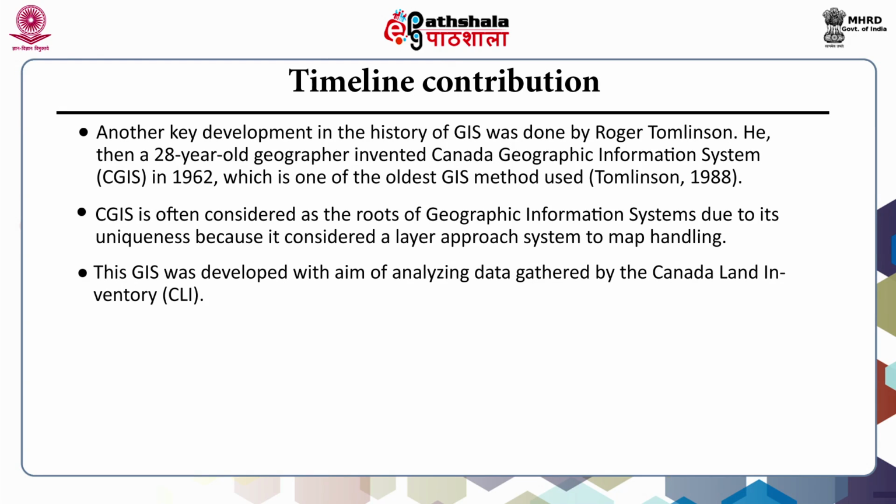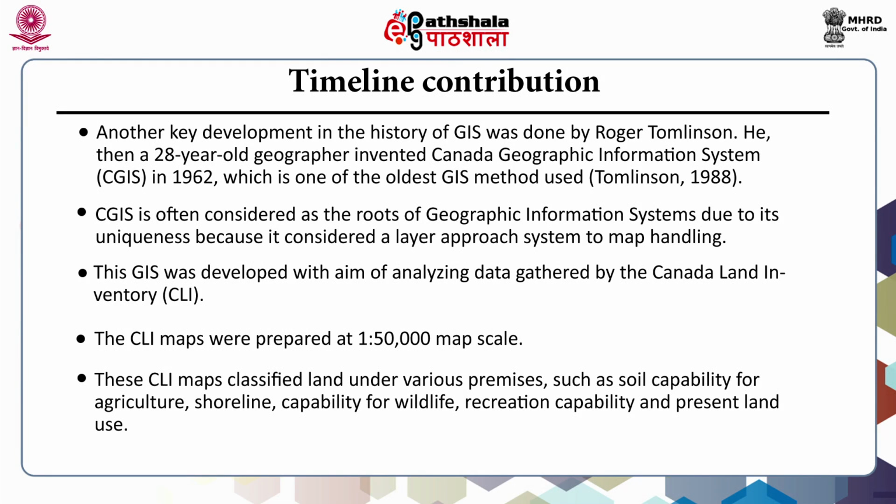This GIS was developed with the aim of analyzing data gathered by the Canada Land Inventory, the CLI. These maps were prepared at a map scale of 1:50,000. These CLI maps classified land under various premises such as soil capability for agriculture, shoreline, capability for wildlife, recreation capability, and present land use.